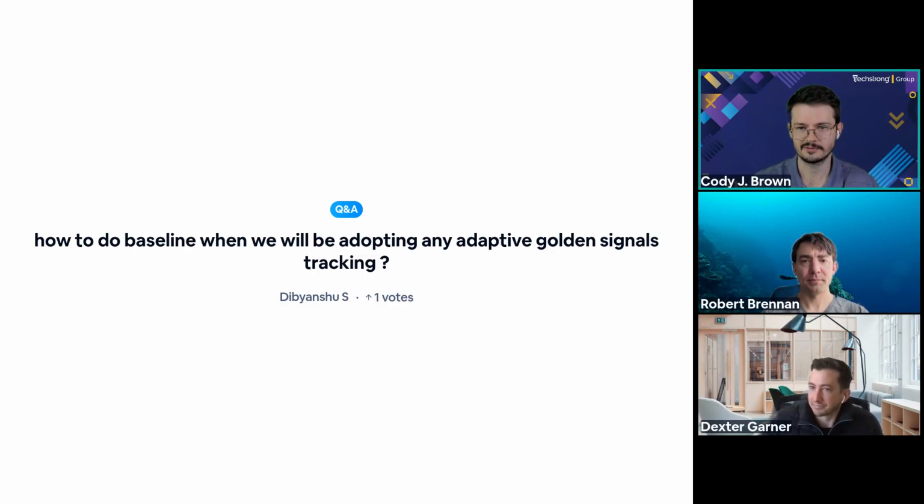We actually had a follow-up from Divyanshu. So how do we baseline when we'll be adopting any adaptive golden signals tracking? Yeah, this is also a great question. Baselining is hard. I think it really speaks to the fact that this is always an ongoing process. It's not like you just set up monitoring once and you're done. You have to constantly be refining what you're tracking from an observability standpoint, what you're showing in your dashboards and things like that from a monitoring standpoint, and what you're alerting on. This is just a constant flywheel of refinement as things go on.